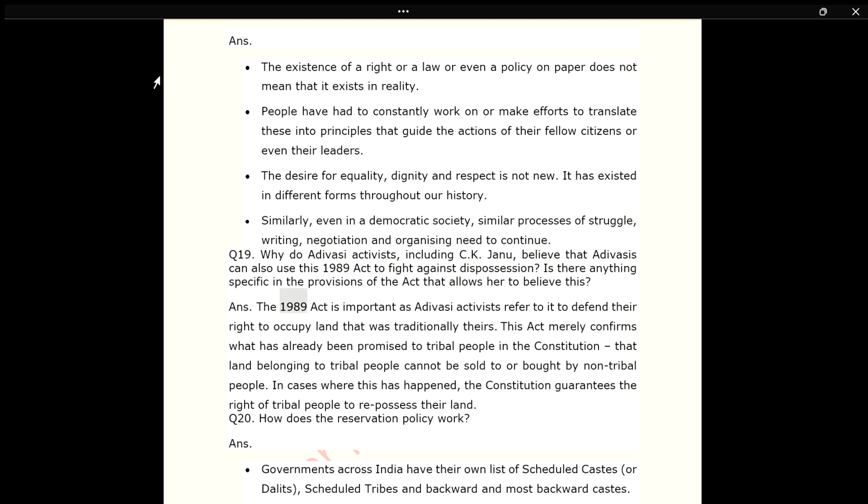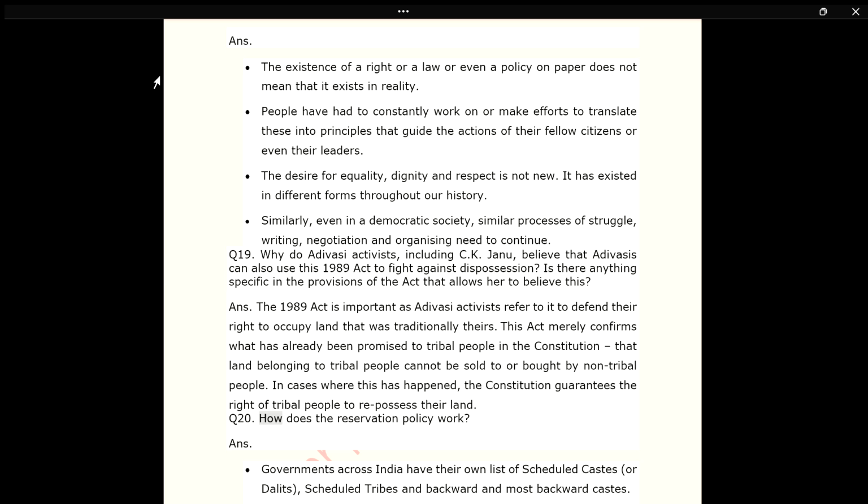Ans. The 1989 Act is important as Adivasi activists refer to it to defend their right to occupy land that was traditionally theirs. This Act merely confirms what has already been promised to tribal people in the Constitution, that land belonging to tribal people cannot be sold to or bought by non-tribal people. In cases where this has happened, the Constitution guarantees the right of tribal people to repossess their land.